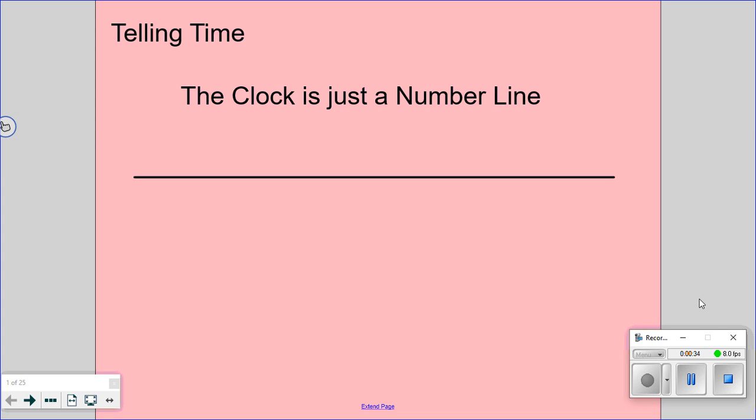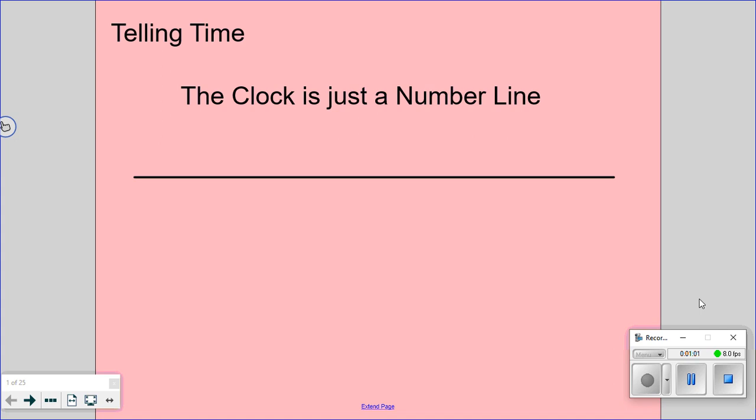The title on the next blank page is going to be telling time. Go ahead and title the next blank page, telling time. Underneath that, if you will, write that the clock is just a number line.